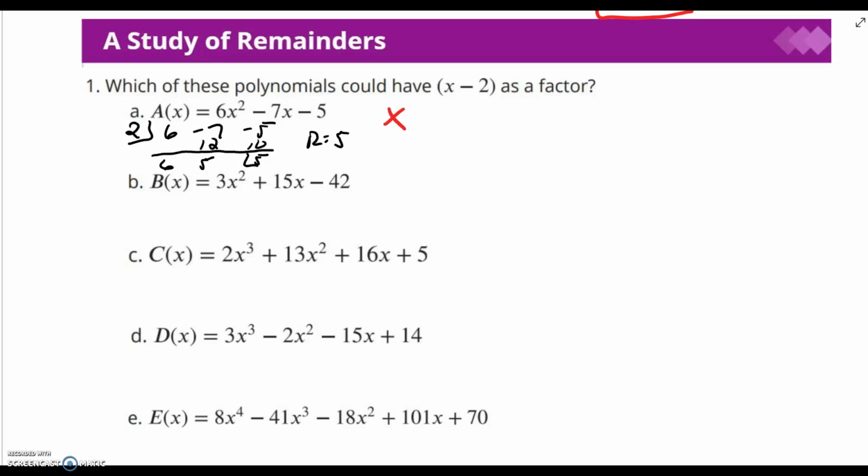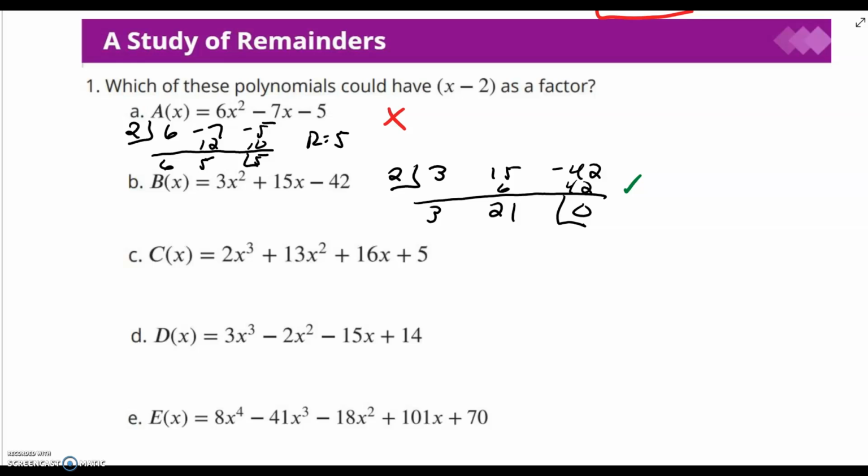Now let's check b of x. I'm going to do it to the side over here so I have a little more room. Again, 2 goes inside the little box. 3, 15, -42. Do my synthetic division, bring the 3 down. 2 times 3 is 6. 15 plus 6 is 21. 2 times 21 is 42. There's a remainder of 0. So yes, I know that x minus 2 is a factor of 3x squared plus 15x minus 42.